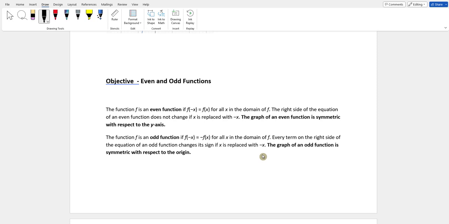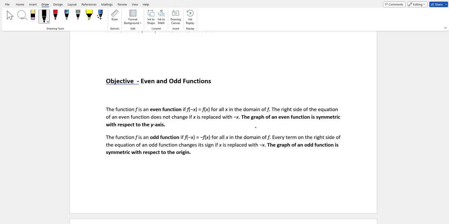This is part 2 of chapter 2.2. We're going to continue and talk about even and odd functions. A function f is an even function if f of negative x is equal to f of x for all x in the domain of f. The right side of the equation of an even function does not change if x is replaced with negative x. The graph of an even function is symmetric with respect to the y-axis.